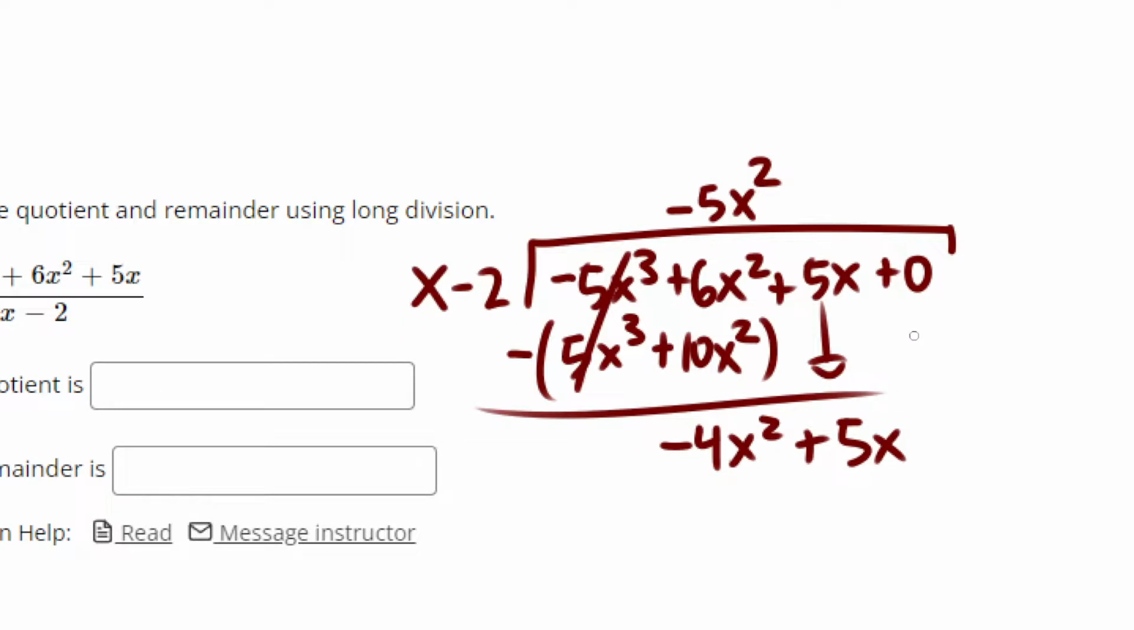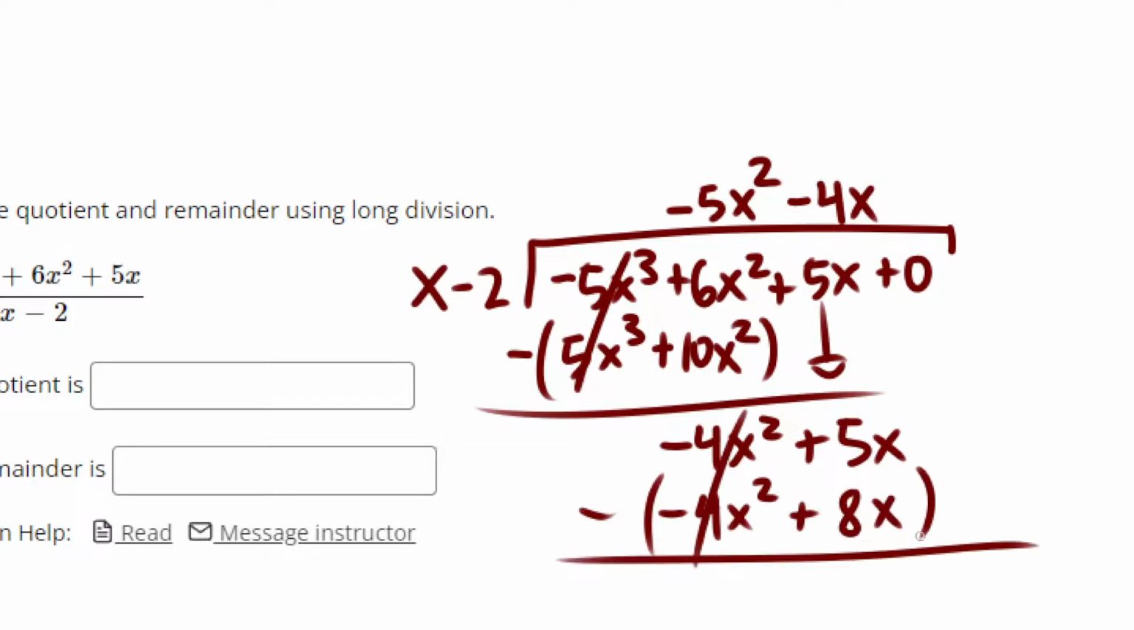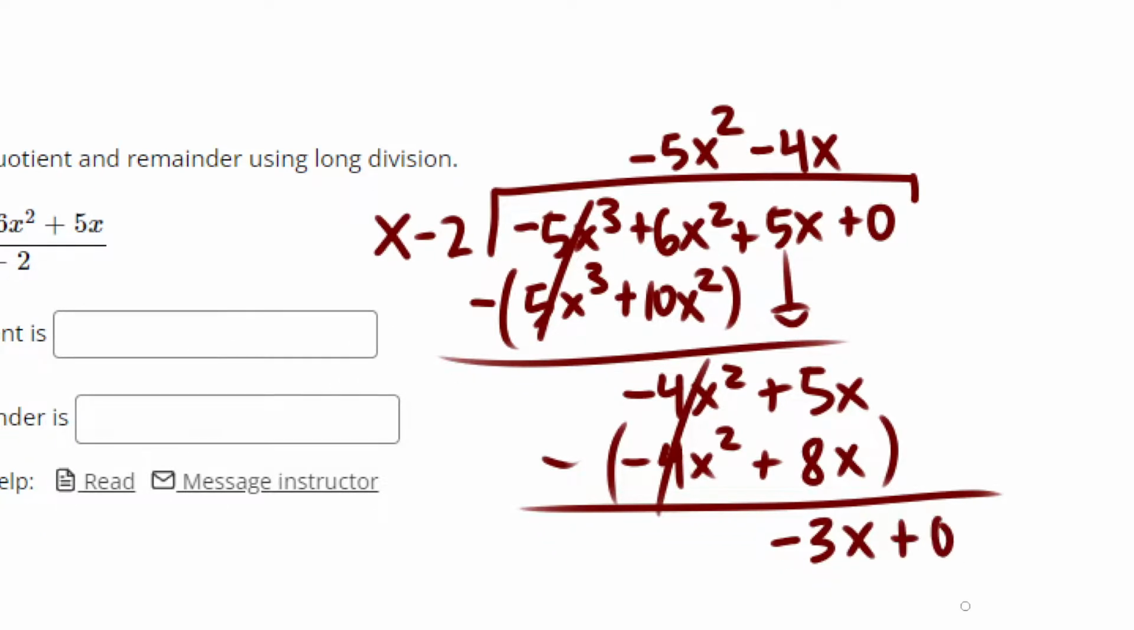And then we'll say, what can I multiply to x that will give me negative 4x squared? And that's going to be negative 4x. And that will give you negative 4x squared. And we're still subtracting that. And then plus 8x. And these will cross out. And this will turn into negative 3x. And then we'll have plus 0.